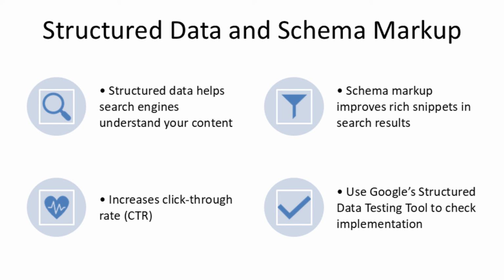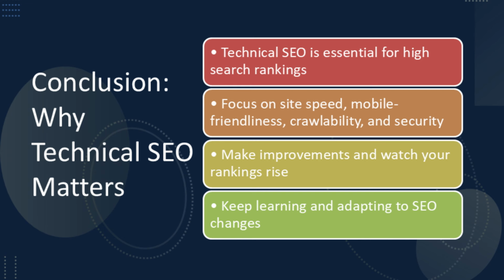So in the end, I would say why technical SEO matters needs to be understood, because technical SEO is often overlooked, but it is just as important as on-page and off-page SEO when it comes to ranking your website. So by focusing on site speed, mobile friendliness, crawlability, security, and structured data, you are giving your website the best chance to succeed in search rankings.